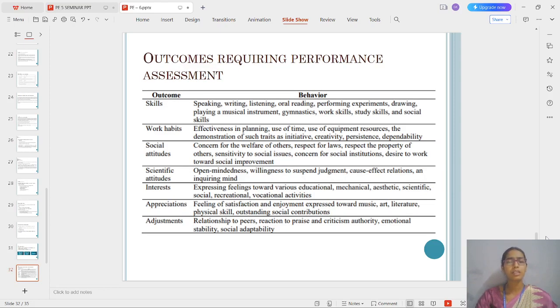So the skills or outcomes that need performance assessment are skills like performing experiments, drawing, speaking skill, writing skill, listening skill, playing a musical instrument, gymnastics, likewise. These all come under the skill outcomes. Then work habits like the student's creativity are assessed through performance assessment alone. Then the students' social attitudes, scientific attitudes, interest, appreciation and adjustment. For all of these we require performance assessment to get them assessed.